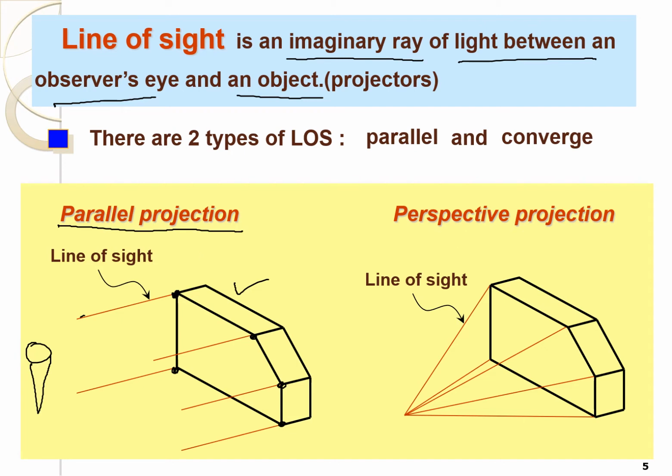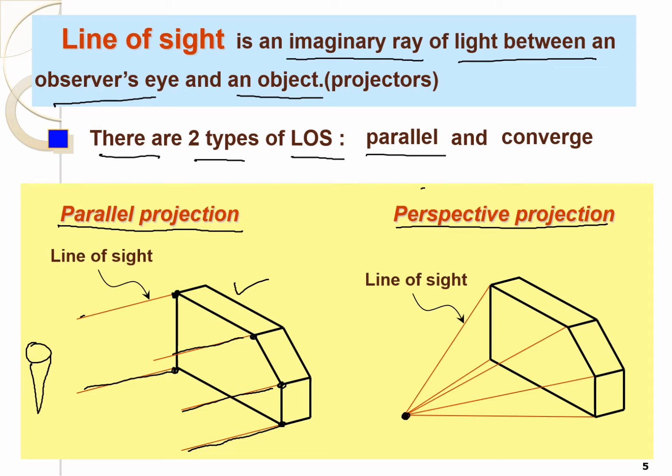There are 2 types of line of sight. One is parallel. Here you can see that these lines and these lines are parallel to each other. And then there is the perspective projection, where the lines of sight are not parallel to each other, but converge at a single point.